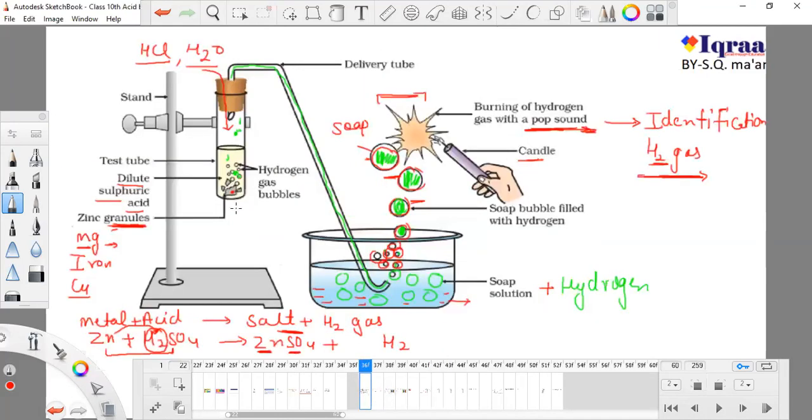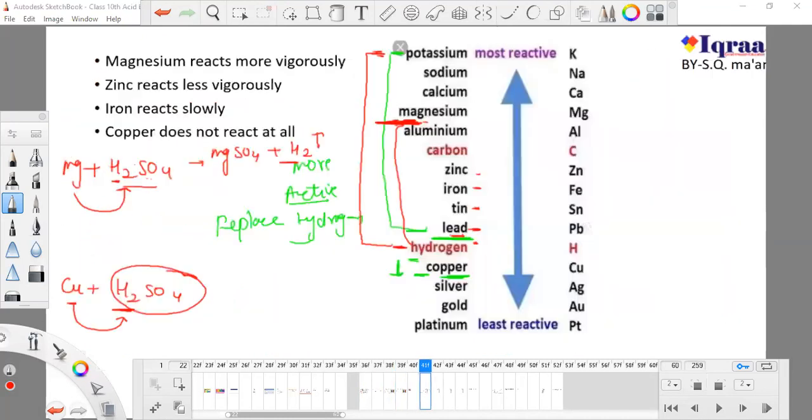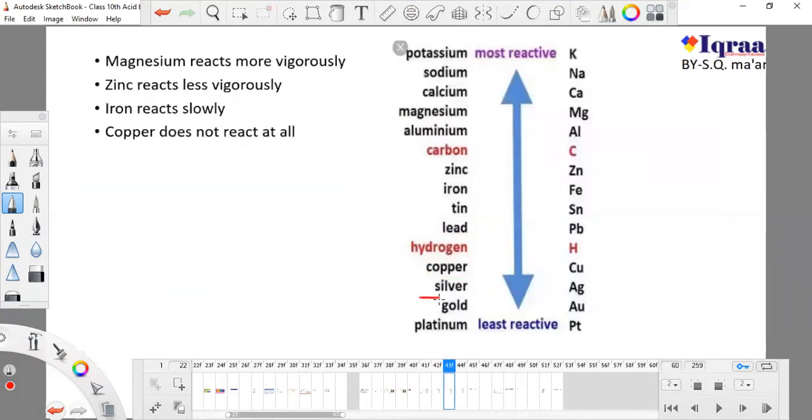You have to remember only one exception, that is copper, because it is less reactive. If we take silver, definitely silver cannot replace hydrogen because it is at a lower rank. Gold cannot replace hydrogen because it is less reactive. Platinum also cannot replace hydrogen because it is at a lower rank. So only elements on an upper rank can replace elements on a lower rank, because their reactivity is higher.